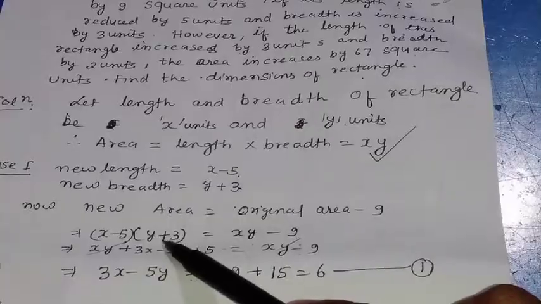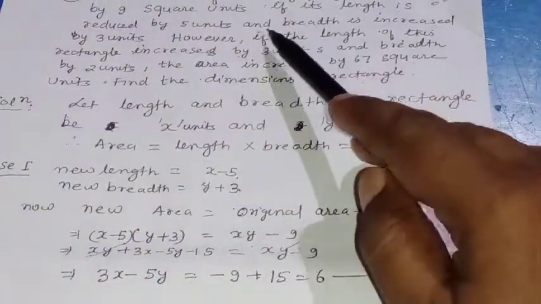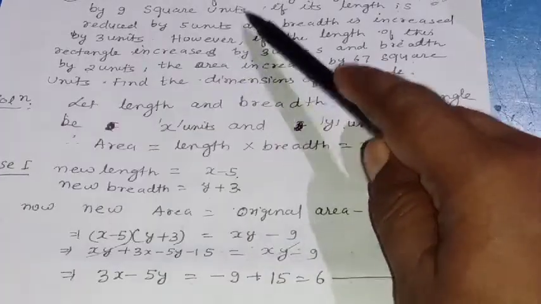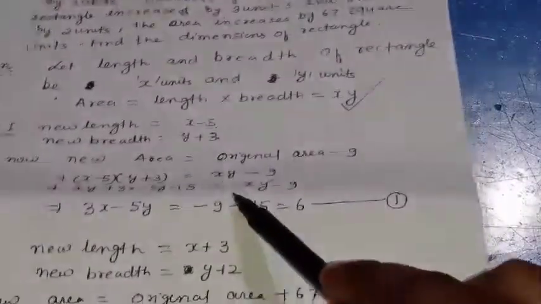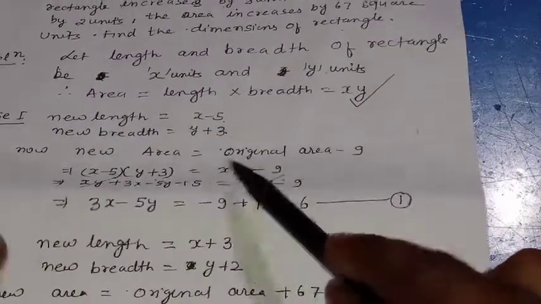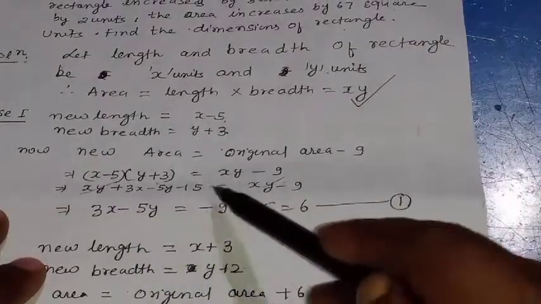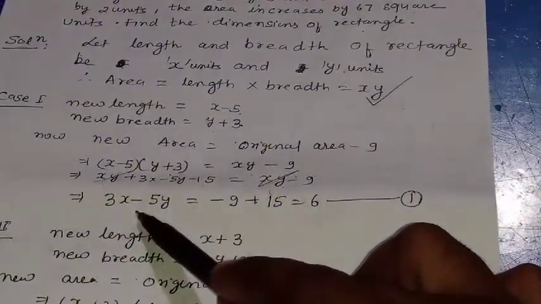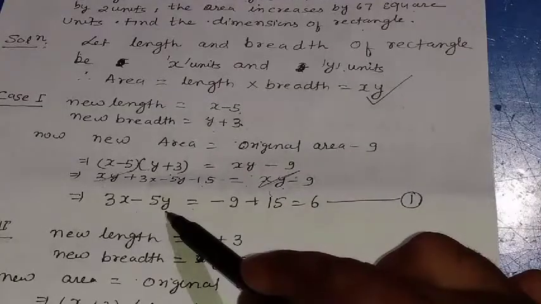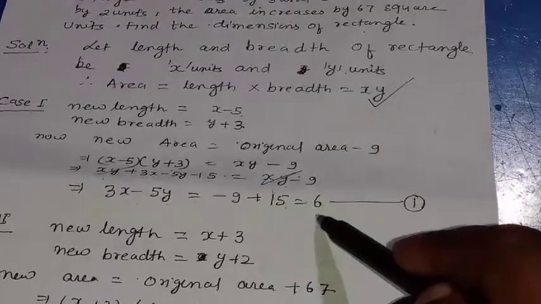As per the information provided, how much less will it be? It will be 9 square units less than the original area. So the new area, x minus 5 into y plus 3, is original area minus 9. When you solve it, it will be xy plus 3x minus 5y minus 15, that is equal to xy minus 9. So xy will be cancelled by xy, and you get the first equation: 3x minus 5y is equal to minus 9 plus 15, that is equal to 6. We'll mark it equation number 1.